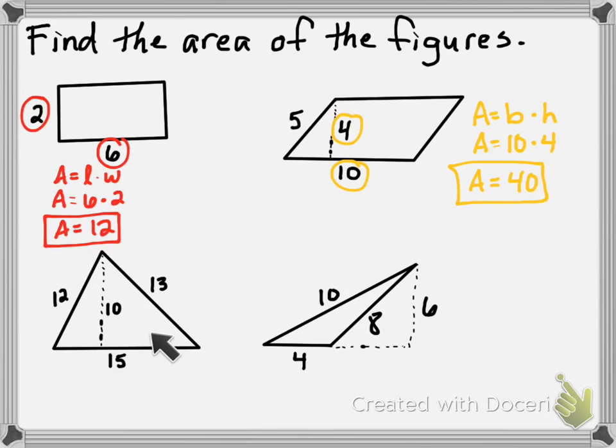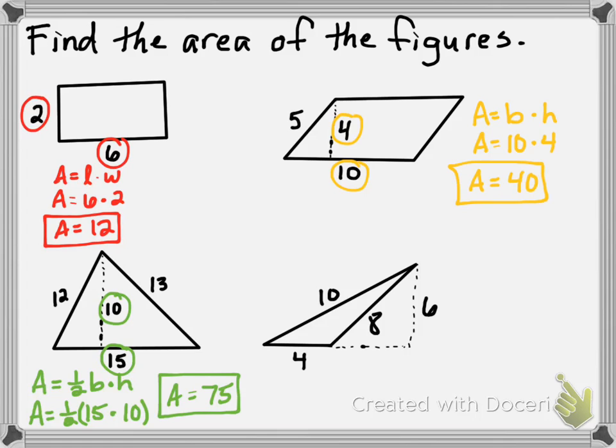Alright, now the next shape is a triangle. That means I know that the formula is area equals 1/2 base times height. So the 15 is the base and the 10 is the height. Do I need the 12 and the 13? No, they're not the base or the height. They're just the lengths of the sides. I don't need that for area. So that gives me A equals 1/2 of 15 times 10. Well, 15 times 10 is 150, and half of that, so divide by 2, the area equals 75.